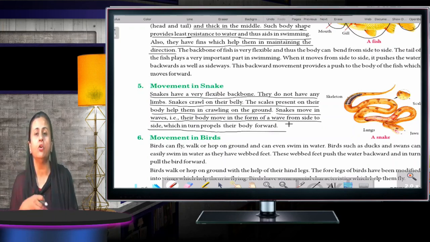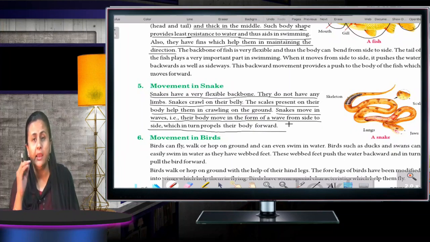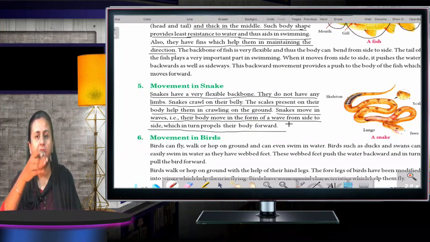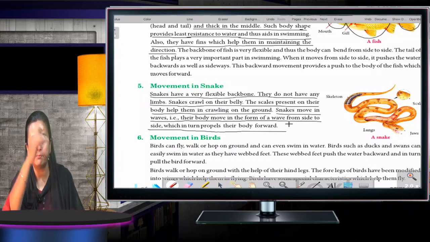See, snakes crawl on their belly. Okay, they crawl on their belly and they never move straight. They move in a zigzag position. Okay. Now, movement in birds.